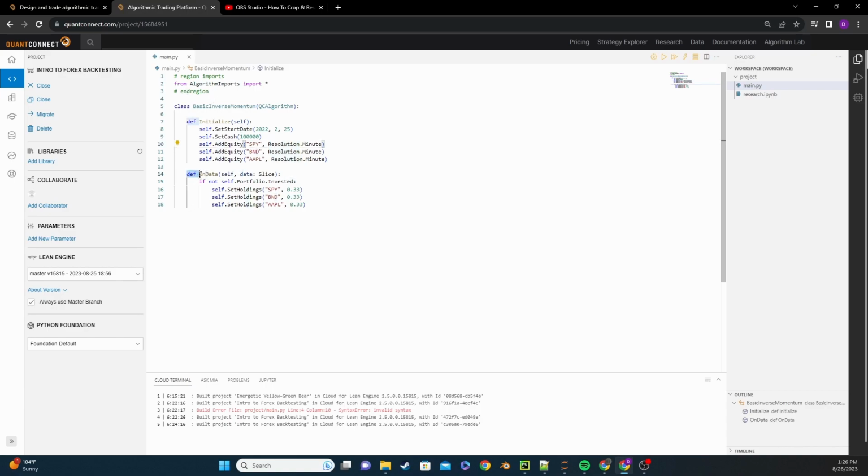The other thing you need to know is that this OnData is also important. Basically, data is going to get fed into this class, and every time you add data, depending on what the resolution is, here we see that in the standard template the resolution is minute, your algorithm is going to go through its logic.